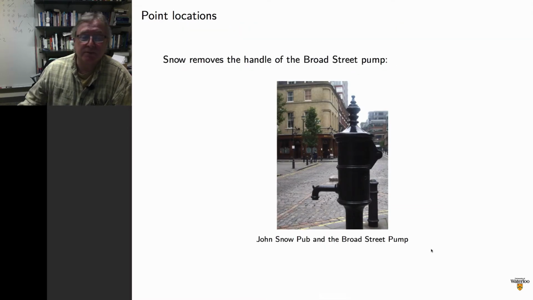And just for the record, here is the Broad Street pump. It's still there on Broad Street, but the handle's still removed. And if you go to London, you probably should go have a visit here. And across the street, you'll see this is in fact the John Snow pub. I encourage you to go and have a brew in recognition of John Snow's great contributions to epidemiology and biostatistical research.